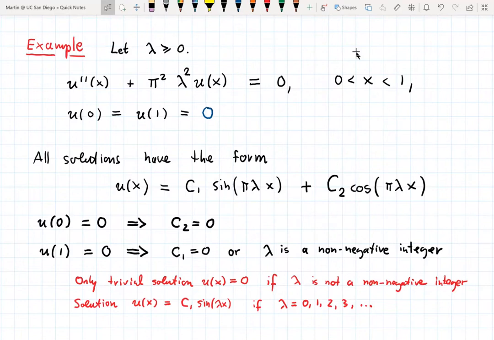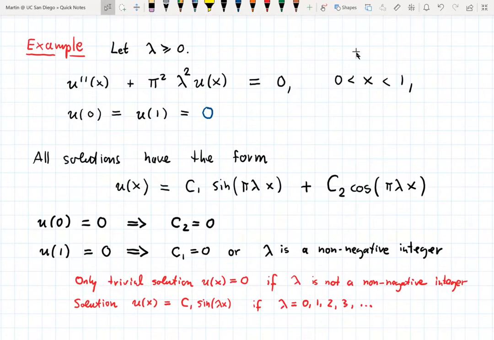Now we take a look at another example of a boundary value problem. In the next example, the solution properties are even more intricate. This time the differential equation depends on a parameter lambda. We assume that parameter lambda is non-negative. The differential equation is u''(x) plus pi squared times lambda squared times u(x) equals 0, where again x is in between 0 and 1. The boundary values are very simple, namely u(0) equals u(1) equals 0. So we've got homogeneous boundary values.